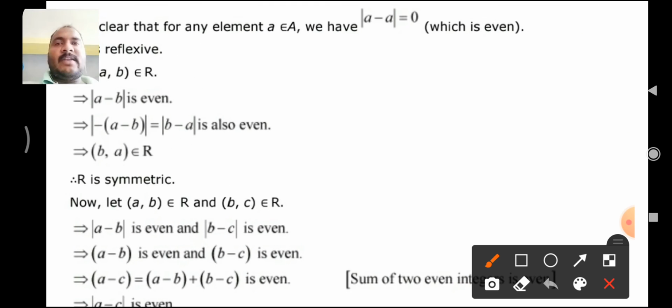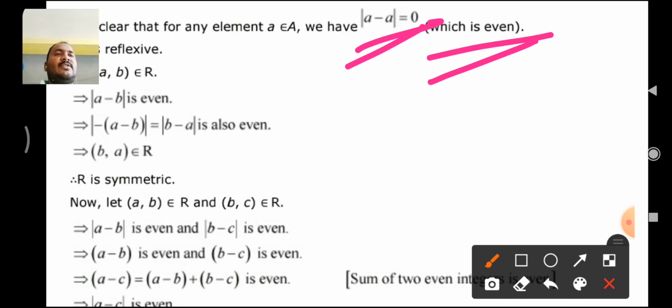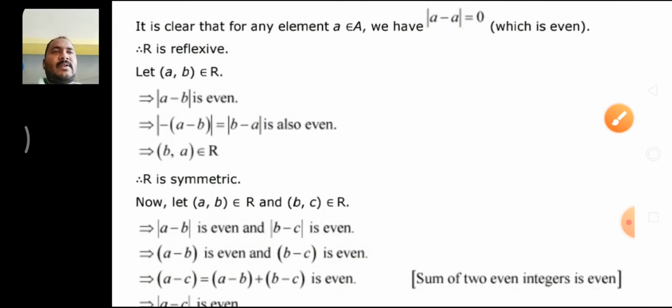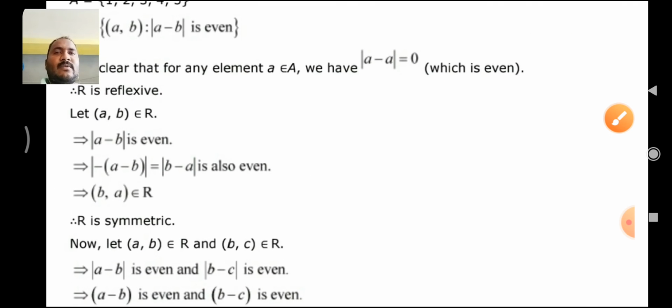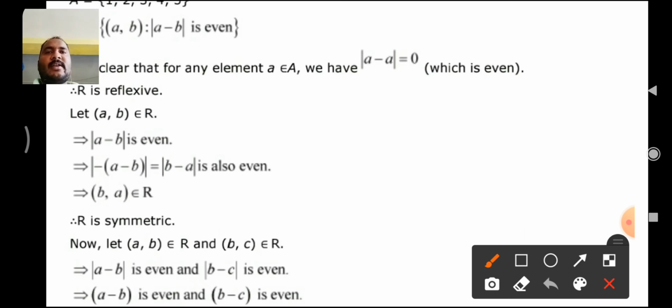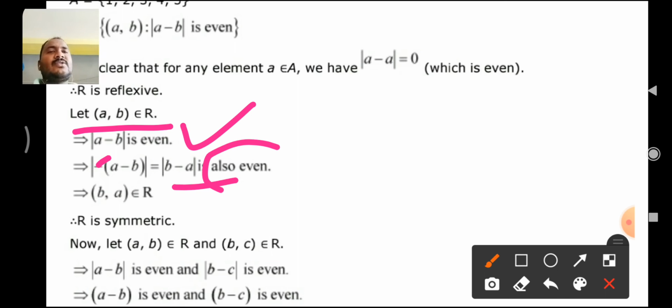Here 0 is a multiple of 2, 0 is an even number, therefore R is reflexive. Next we consider (a, b) belongs to R, so |a − b| is even. Taking the common factor minus, we get |−1 × (a − b)| = |b − a|, which is also an even number, because of this (b, a) belongs to R, therefore R is symmetric.